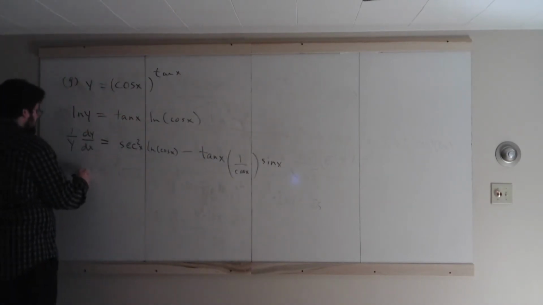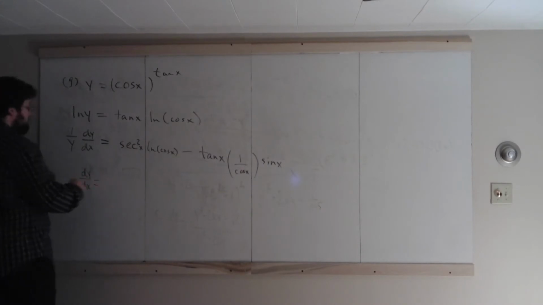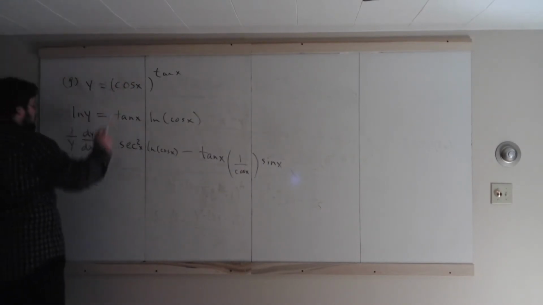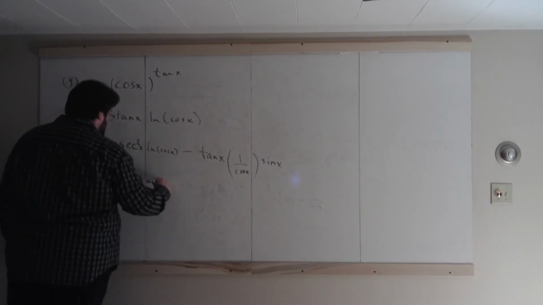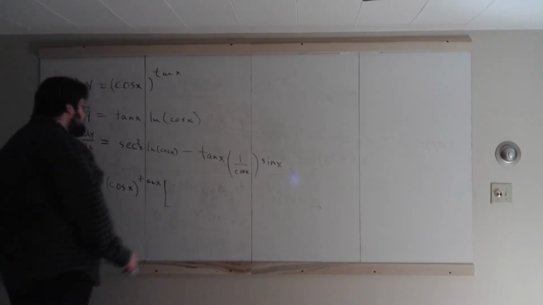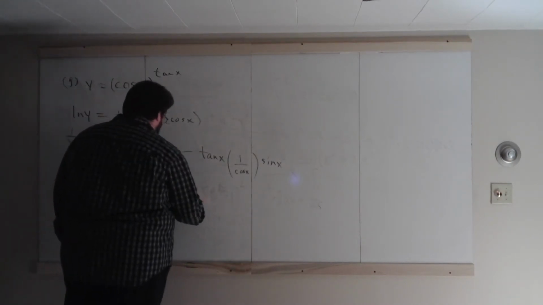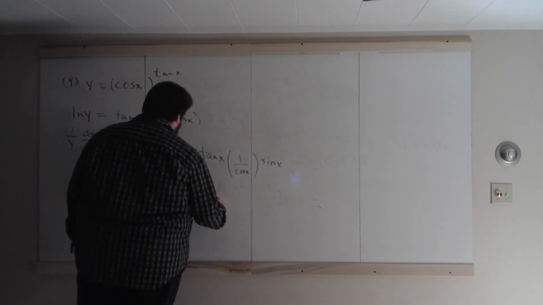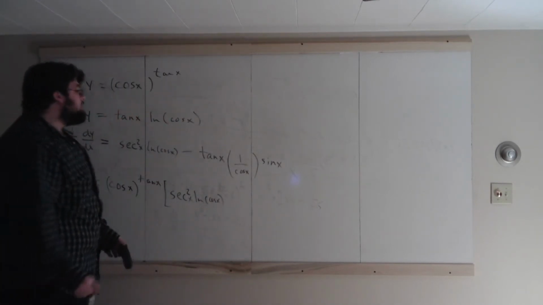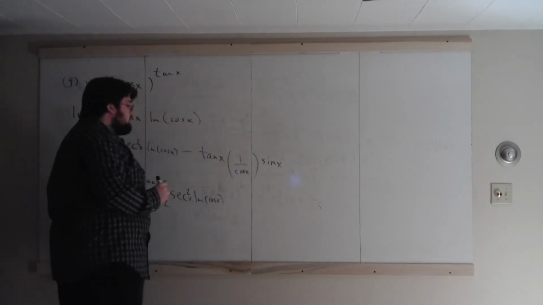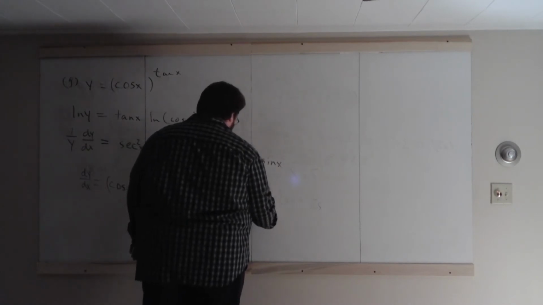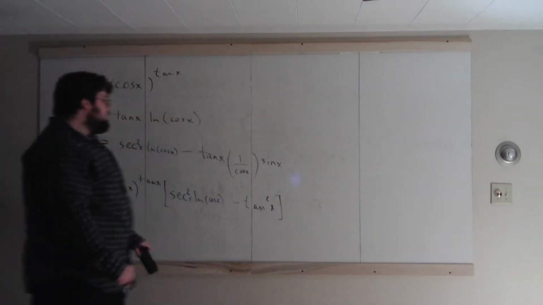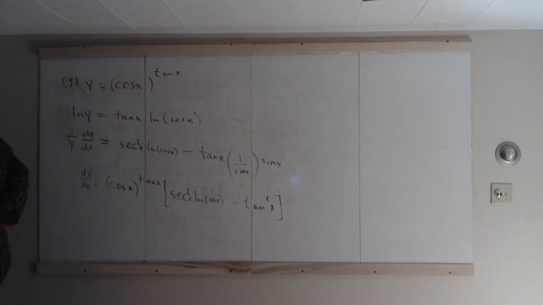And then solve for dy dx. Multiply both sides by y. Y is cosine of the tangent. And on this side we get secant squared x times log cosine x. And notice this next term, sine over cosine is just a tangent. So we have a tangent times another tangent, also known as tangent squared. So throw a logarithm on it, and then take the derivative implicitly.